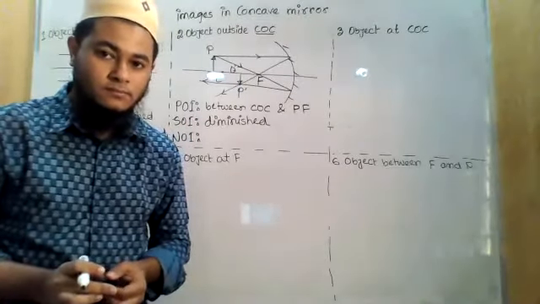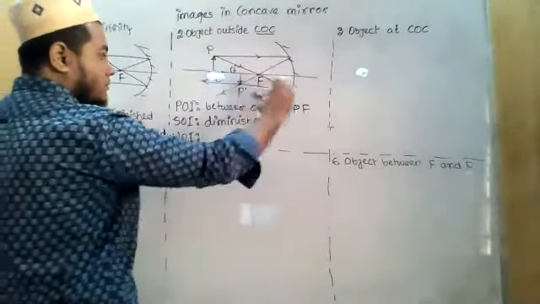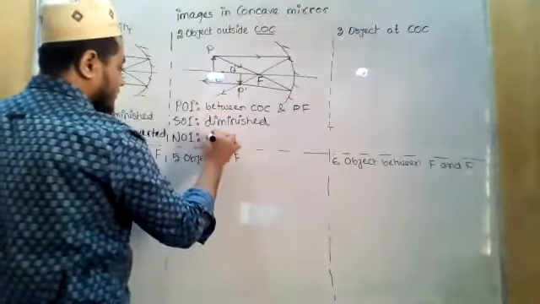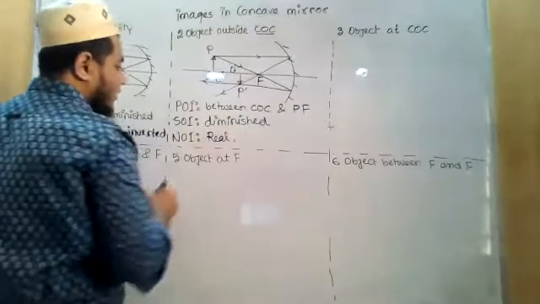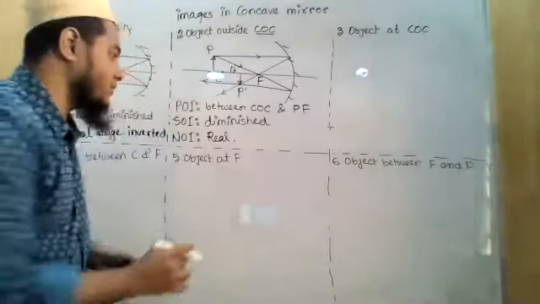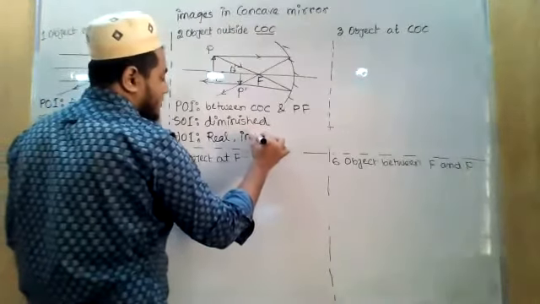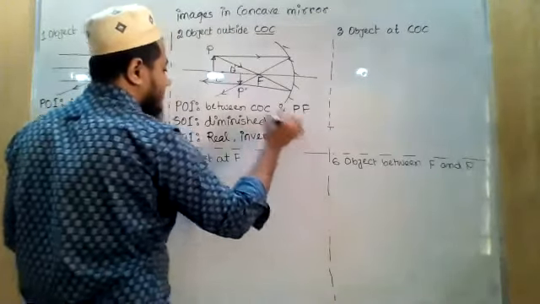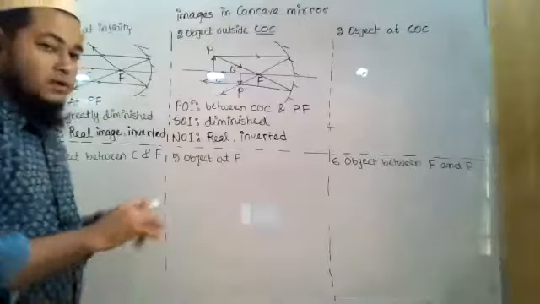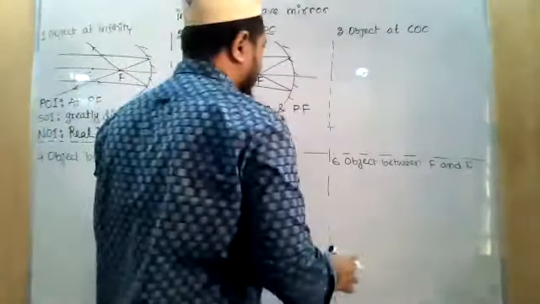Sir, obviously real. Real, because the image is forming in front of the mirror, not behind the mirror. So this is a real image, okay? And whether it is inverted or erect? Inverted, very good. Because you can see that it has become inverted. Nice, excellent. I think you have caught the idea, okay? So now the rest is going to be easier for you, okay?